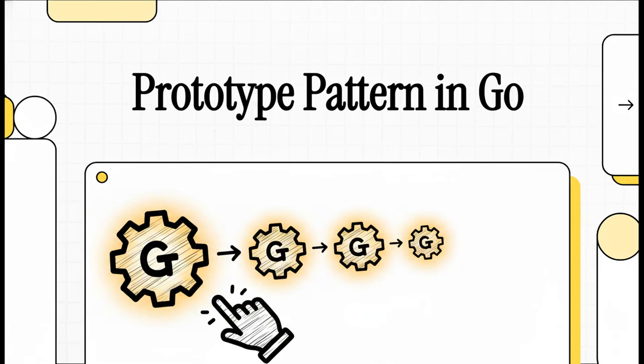All right, let's talk about a design pattern that can seriously crank up the performance of your Go applications. I'm talking about the prototype pattern. It's all about creating objects in a super efficient way, and trust me, by the end of this, you're going to see why cloning an object is often way better than building it from scratch.